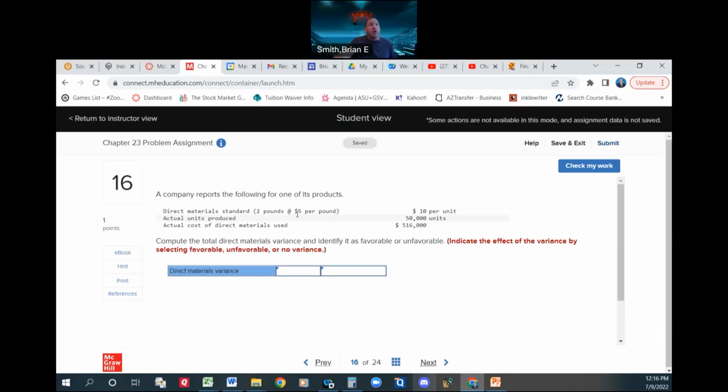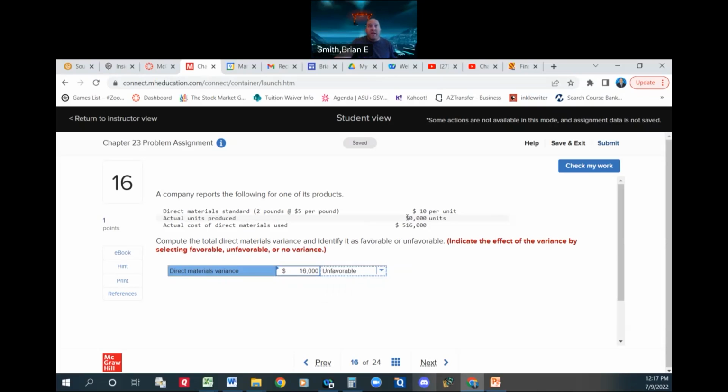Our standard is $5 per pound at 2 pounds per unit. That gives us $10 per unit. So for actual units produced, 50,000, we should have 50,000 times 10, and that's going to give us 500,000. So on our direct materials, we actually spent $16,000 more than we should have in our overall variance. So this is going to be unfavorable.